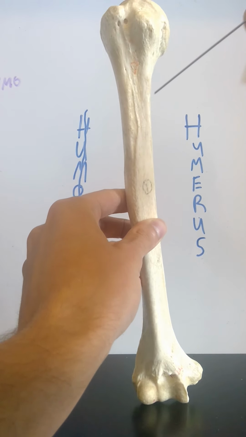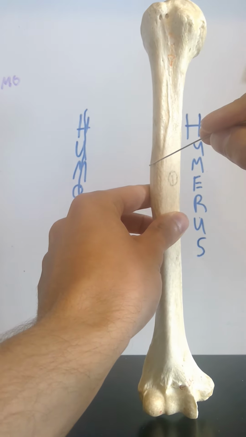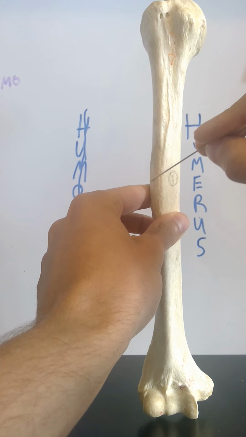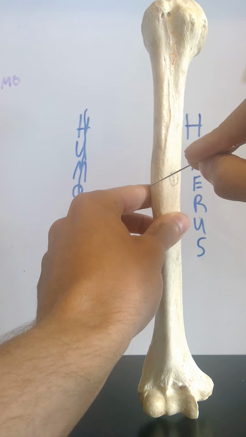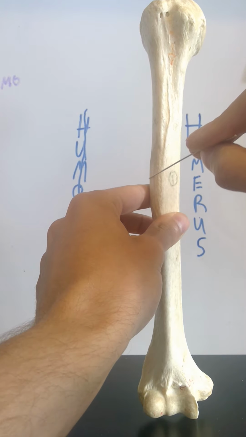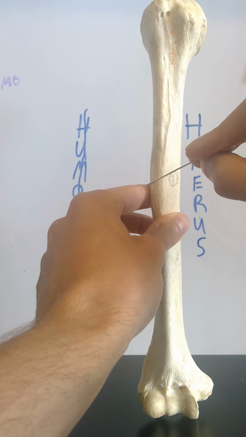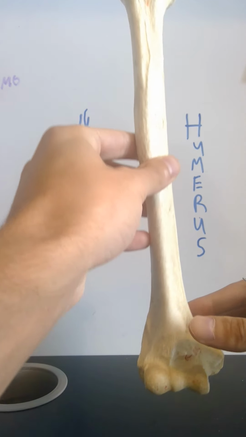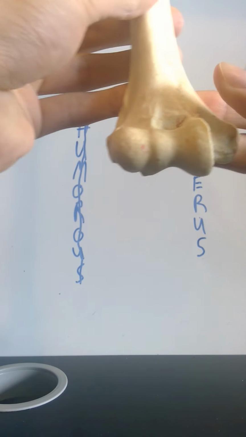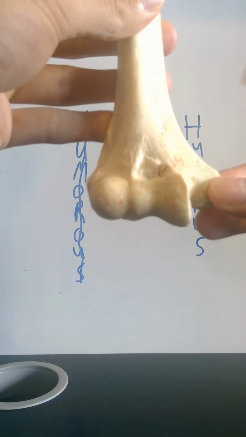Okay. And then moving down, we have a deltoid tuberosity, and you can appreciate how that protrudes out of the bone here, and that is the attachment point for the deltoids. Okay, so now we're going to be moving down to the distal end.